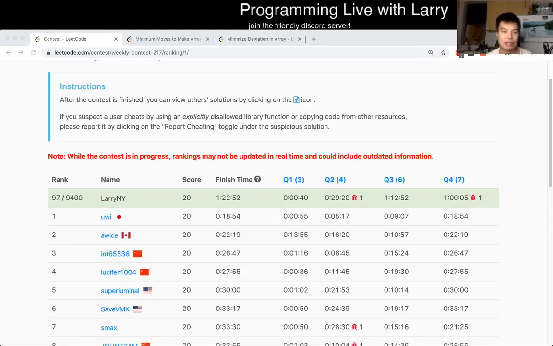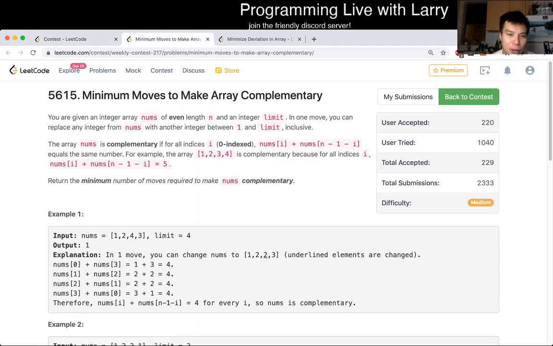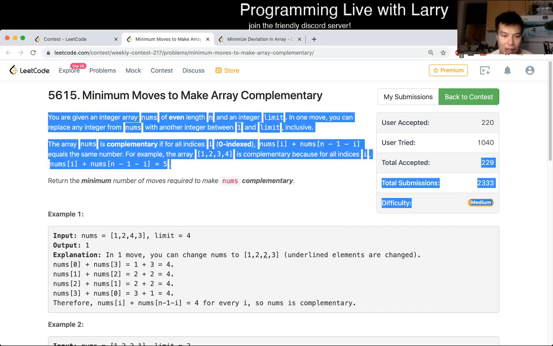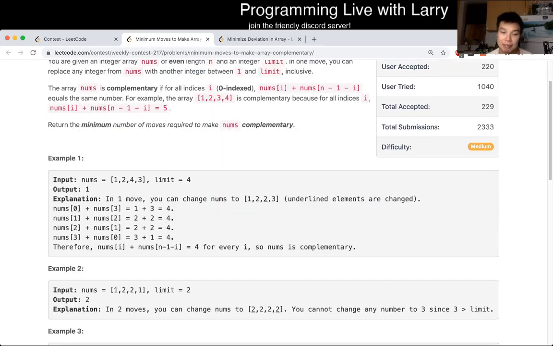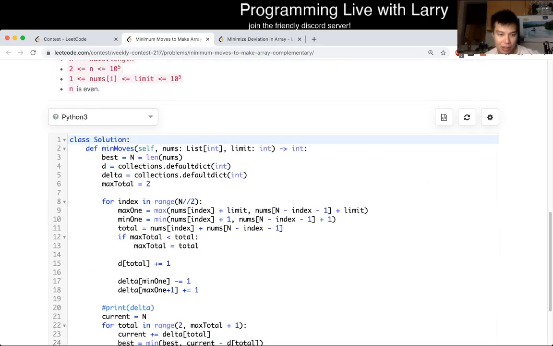This is me going over Q3 of the weekly contest, 217, minimum moves to make array complementary. So this was a really hard problem. We're about the end of the contest, and there are only a couple of hundred of accepted solutions. So this is a very hard problem. I think the math makes it really tough, and there's some visualization. It took me a long time as well, both during the contest. I had to come back to it.